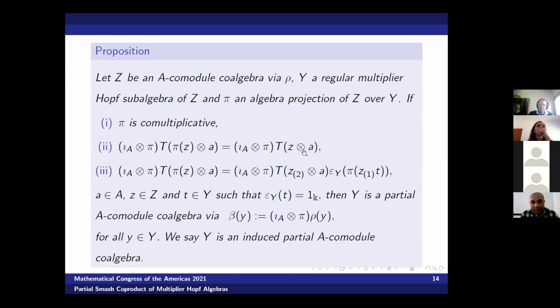Of course, we have to ask some conditions for this projection. And here we consider a global comodual coalgebra and a regular multiplier Hopf subalgebra in a projection. Then if we have these three conditions for the T map and the commultiplicativity, then we have a partial comodual coalgebra using the global one. So we are projecting using the structure that we have in the global. We say that it is an induced partial comodual coalgebra.